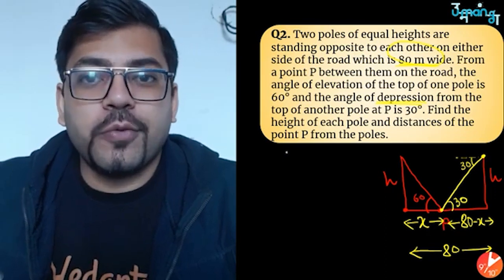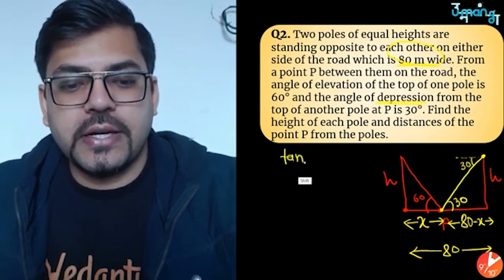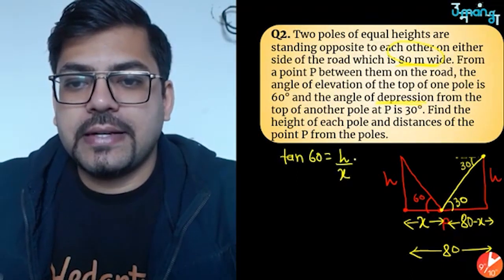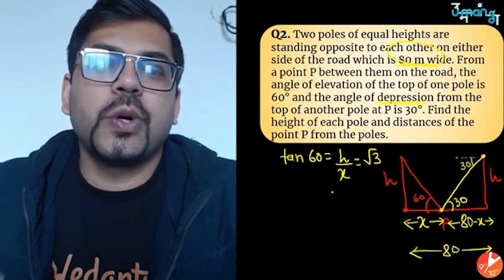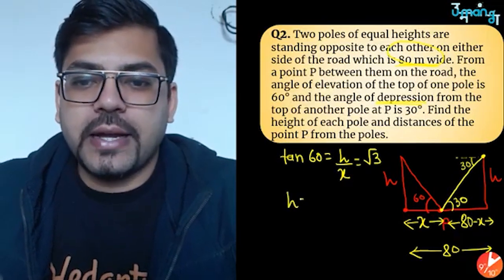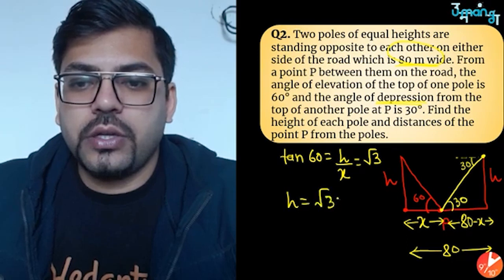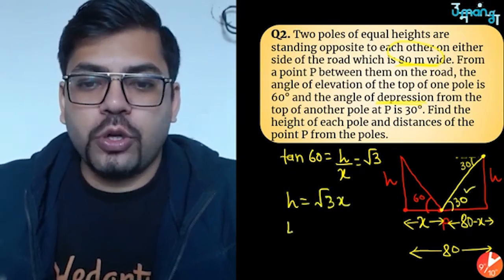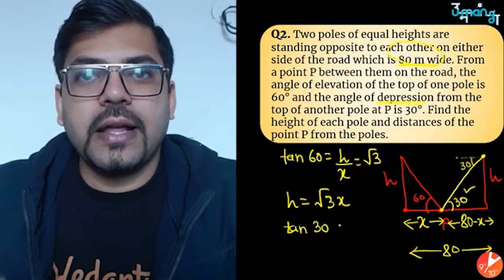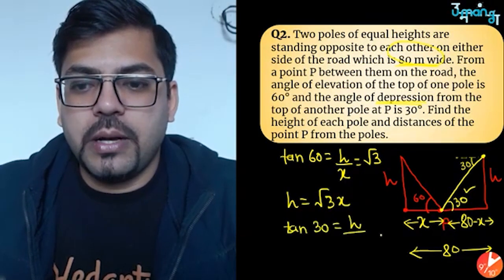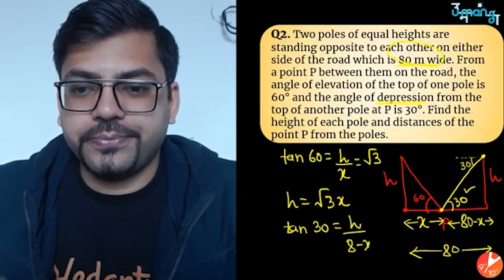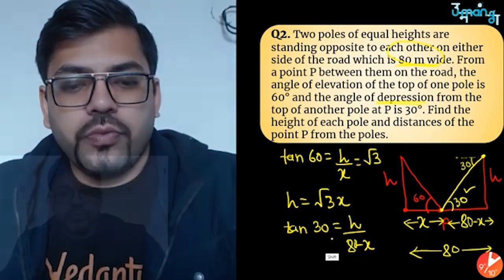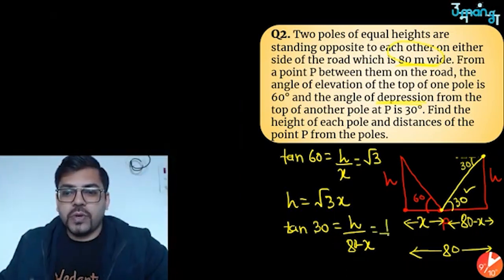Now what do you have to do? You have to find tan 60. Tan 60 is equal to perpendicular by base. Tan 60 is undoubtedly root 3. Do a cross multiplication. You'll get h equals root 3 x. In the same fashion, you will put trigonometry in this triangle also. That will be tan 30. Tan 30 is again perpendicular upon base. Base is 80 minus x. Now we all know tan 30 is nothing but 1 by root 3.